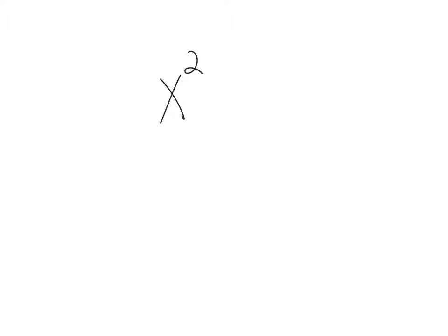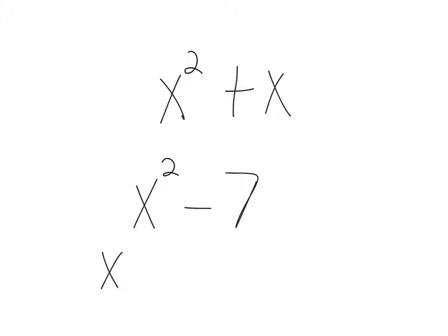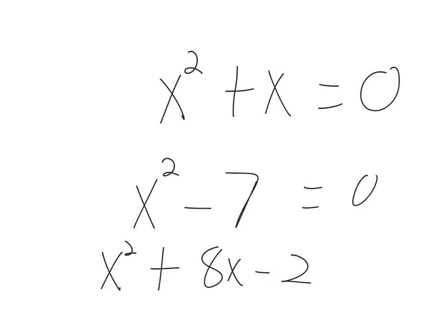So this would be an example of a quadratic. Or you could add plus x. That would still be a quadratic because 2 is your highest degree. You could have something like x squared minus 7, x squared plus 8x minus 2. These are quadratic polynomials. What makes something an equation is if we add an equal sign, okay? So just adding that, or you could say equals y. There's different ways, but adding these would be quadratic equations.